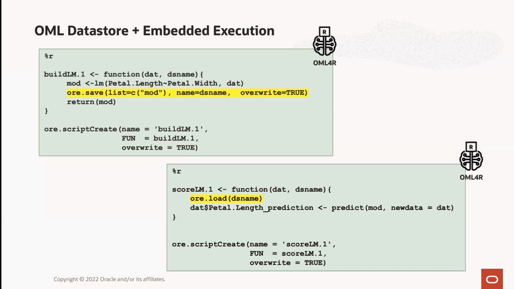The second function on the bottom right, score LM1, scores the data labeled with parameter dat using the model loaded from the specified data store using the DS name parameter again. We will save this function as well in the script repository for use in embedded execution on the next slide.